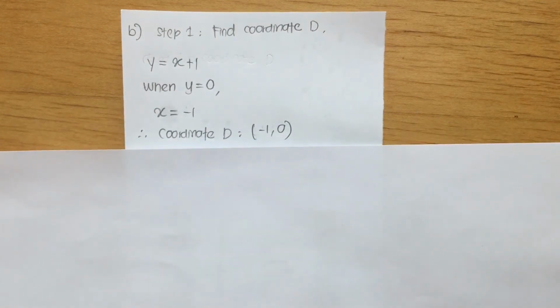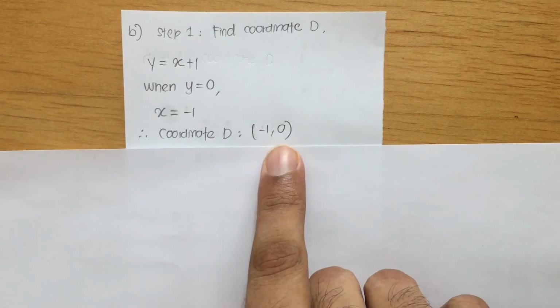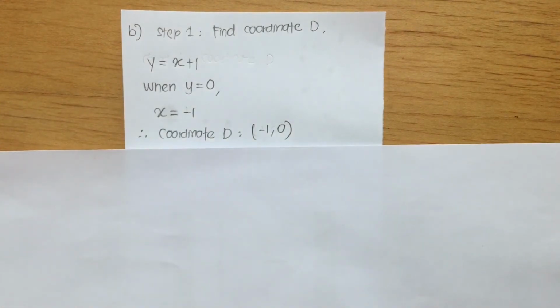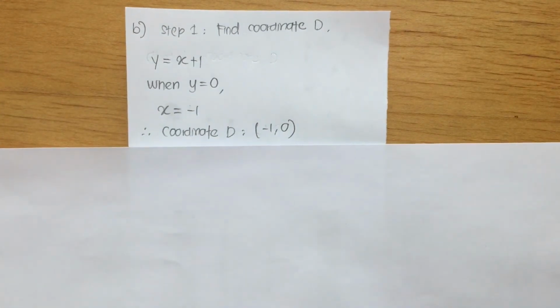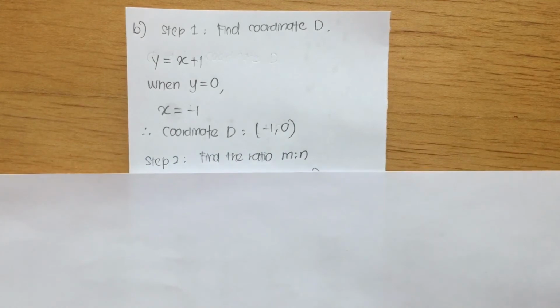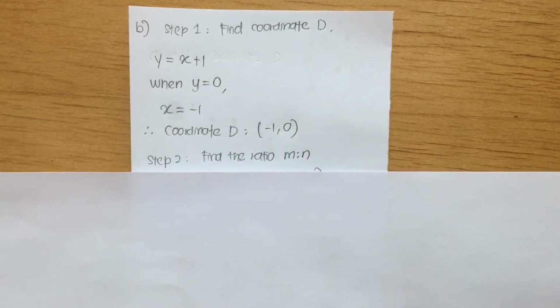So therefore, you get your coordinate D equals to (-1, 0), guys. Okay, proceed to the next step. So once you've already found the coordinate D, now it's easy for us to find the ratio m is to n. For this m is to n, we need to use the line segment formula, guys.